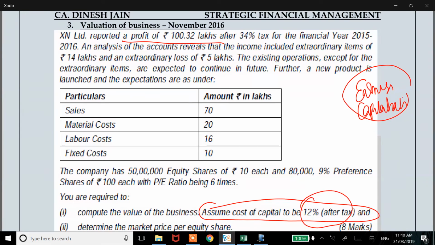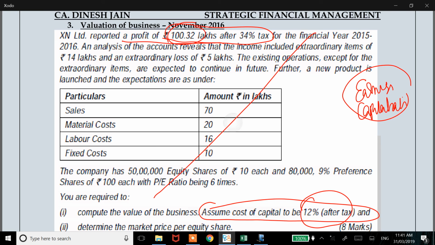To start that adjustment, I will first bring this to a PBT level. 100.32 is after 34% tax, so bring it to past PBT, add or less the adjustments to get future PBT, then deduct the tax and you get future PAT. If no adjustment is given, then the value is 100.32 lakh divided by 12%. That's the value of the firm.